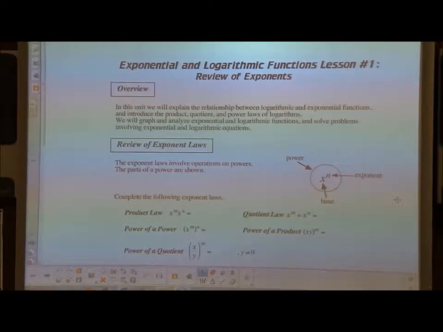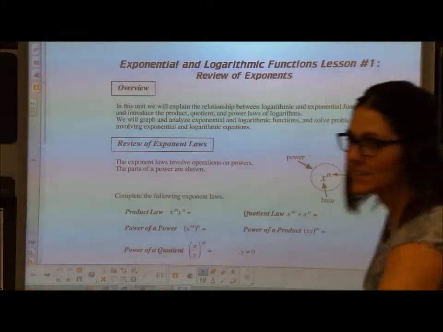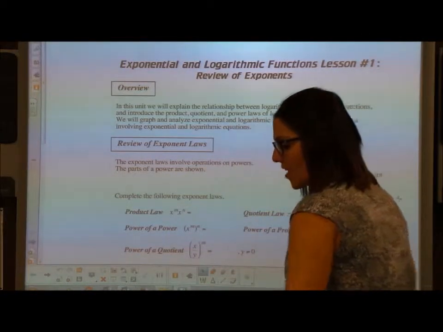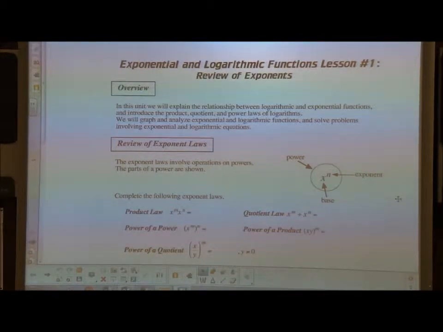Exponential and logarithmic functions, lesson 1, a review. So this goes back to the concepts that we looked at in grade 10. So we will go through this quickly because it should be a review. We're going to use exponential functions. So we're going to explore an exponential function and then use that to learn about logarithmic functions.